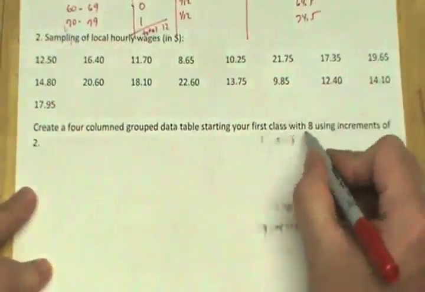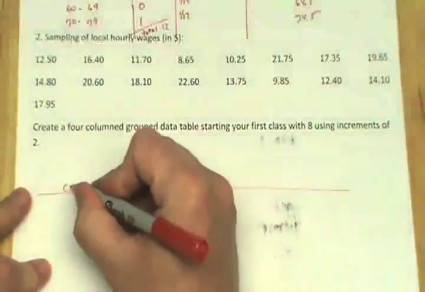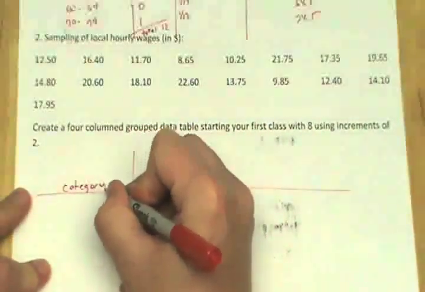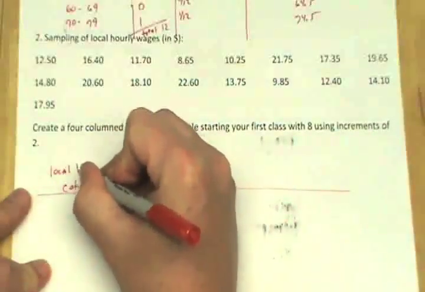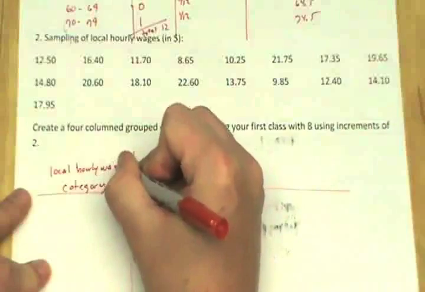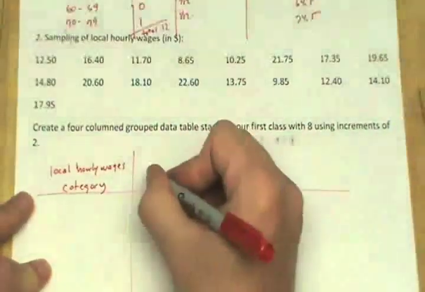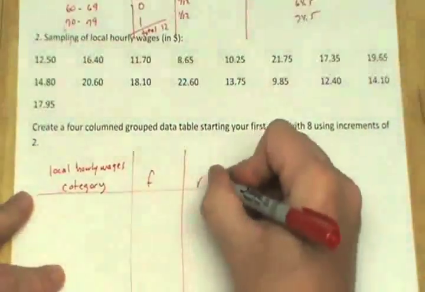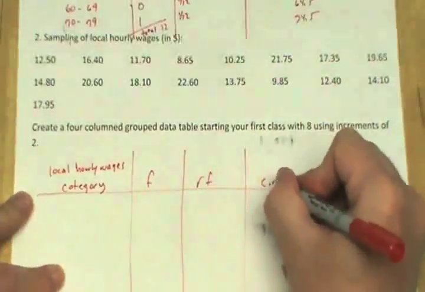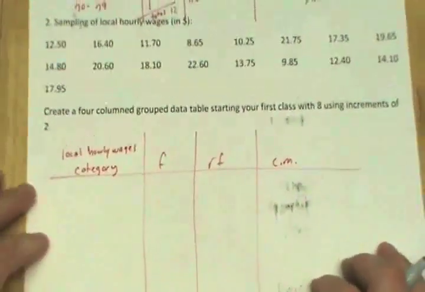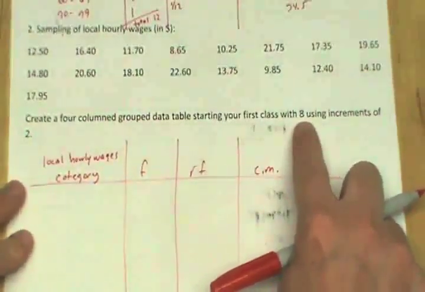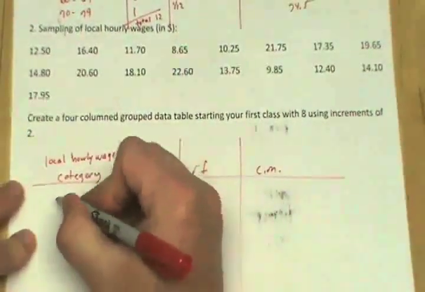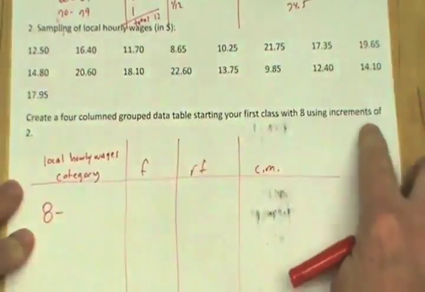Okay, so we want to start our first class with 8. All right, so here's our four columns. The first column is called the category column. If we wanted to call this local hourly wages, that's fine, or just leave it category. We have a frequency column, a relative frequency column, and a class midpoint column. Okay, so this tells us how to create the interval. We're going to start our first one with 8, and we want to go up in increments of 2.